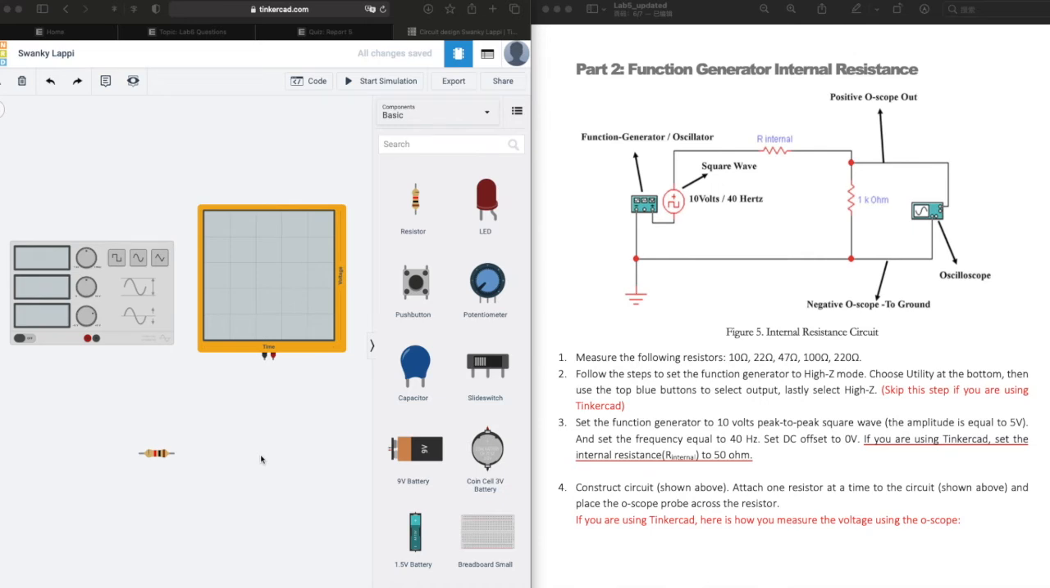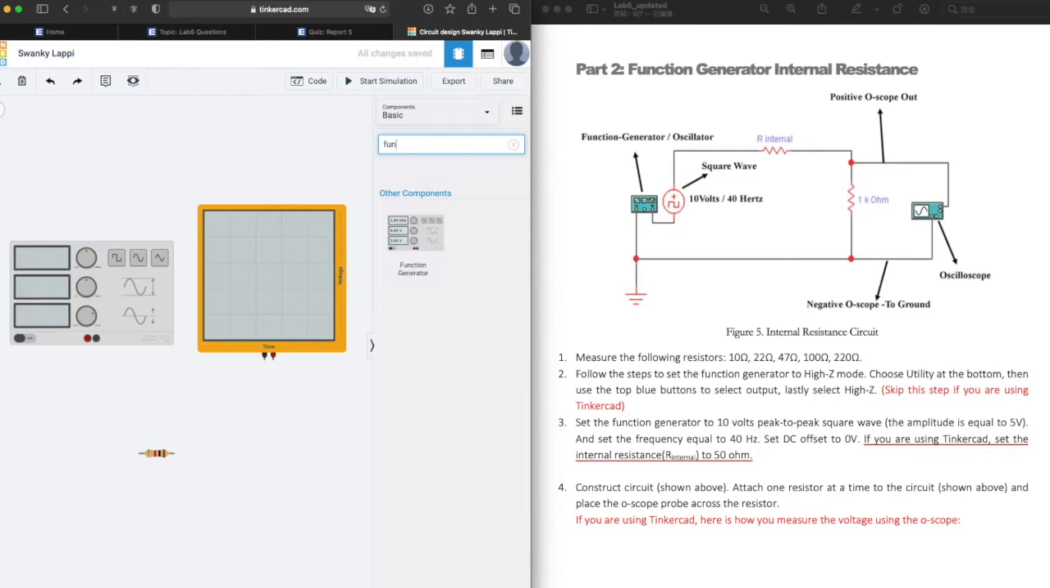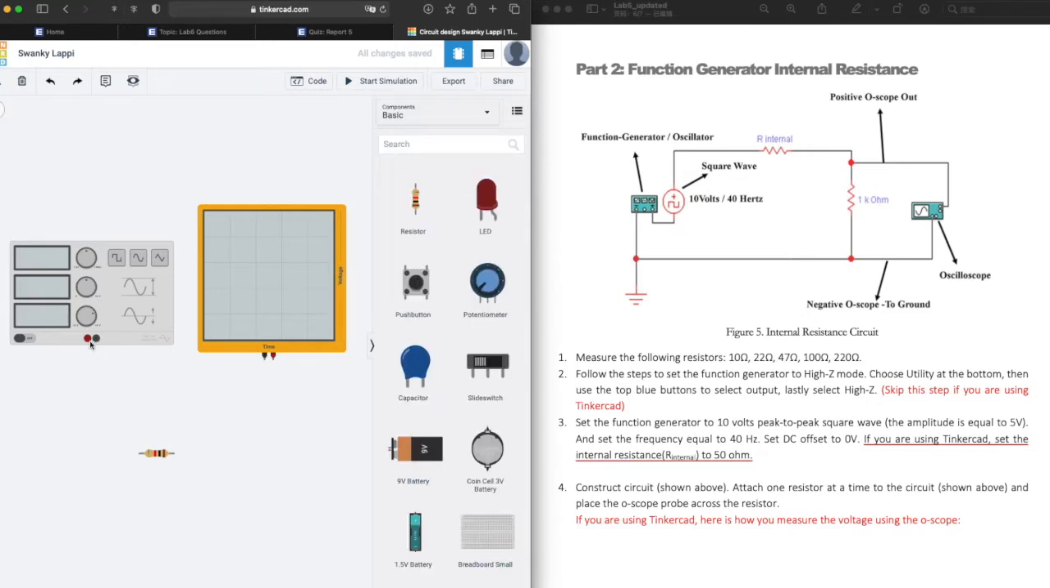Let's talk about how to use a function generator and oscilloscope in Tinkercad. We will use the circuit as an example. So you can search here to find those equipment. Now let's connect them. It's the same as what we did before.